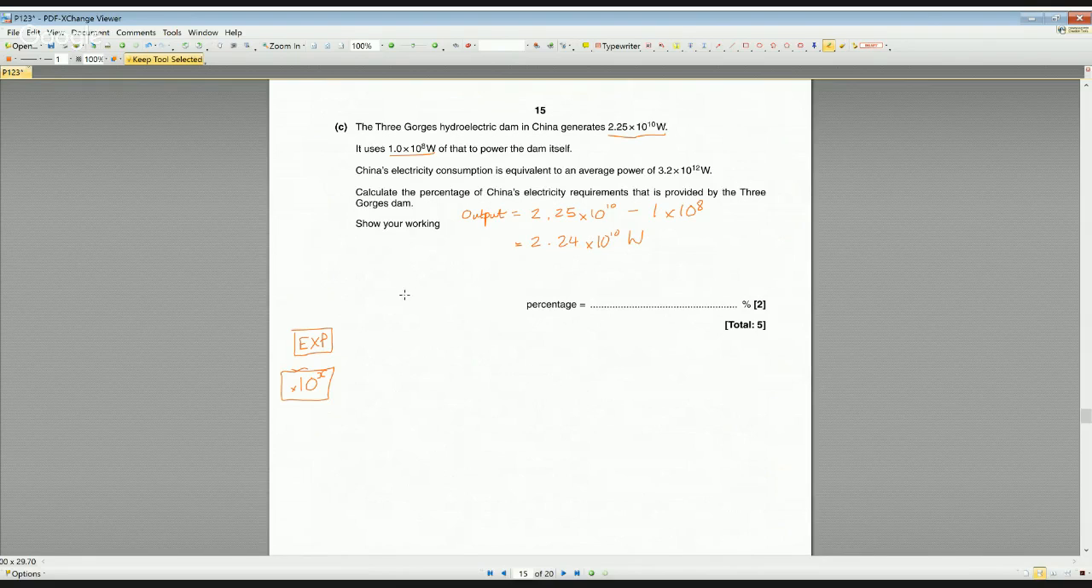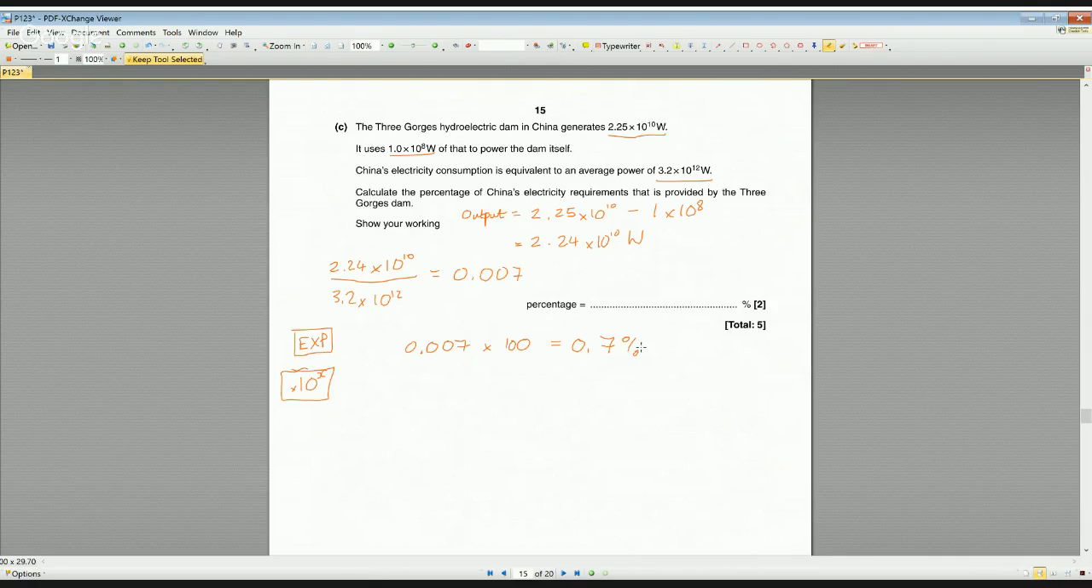We then need to find out what fraction of China's electricity consumption is provided by that. So to do that, we divide the output, 2.24 times 10 to the 10, by the total consumption of China, which is 3.2 times 10 to the 12. And that will give us 0.007. Now that's a fraction, it's not a percentage. So we multiply that by 100. And that will give us 0.7%.